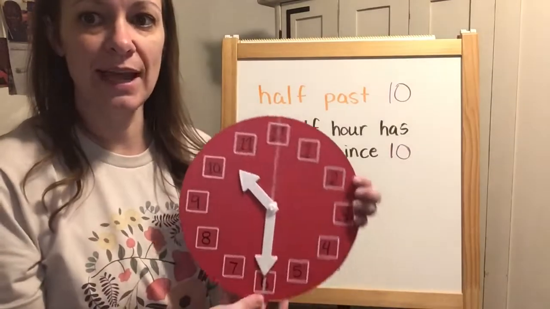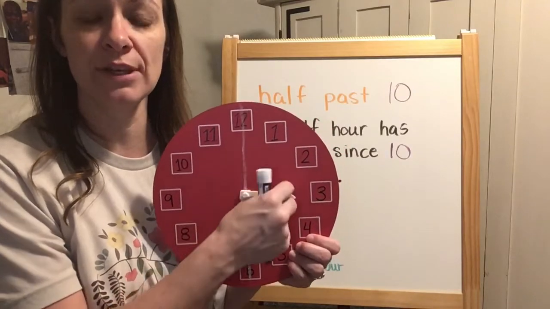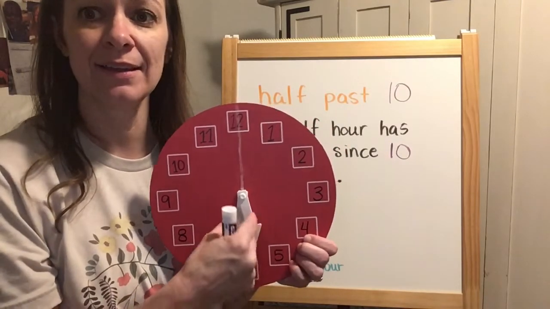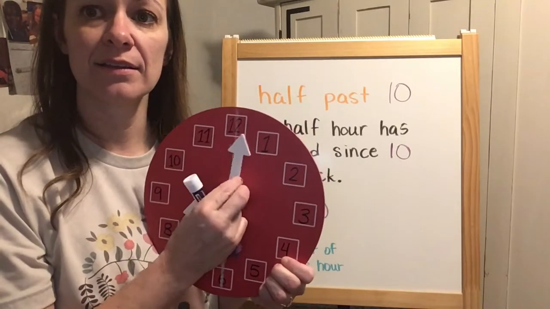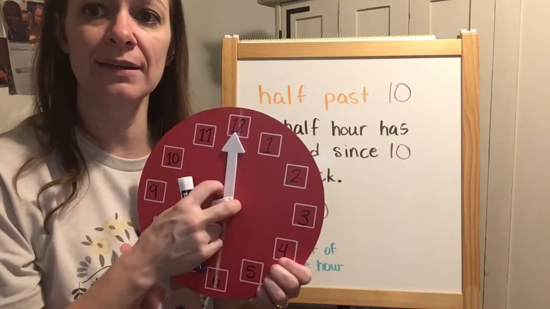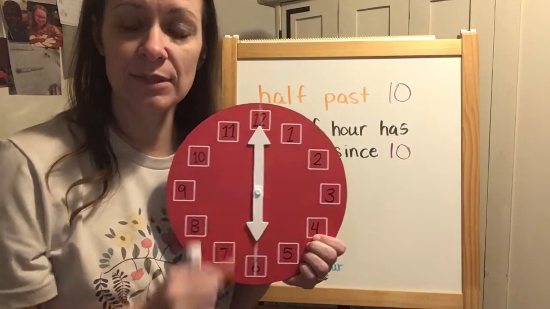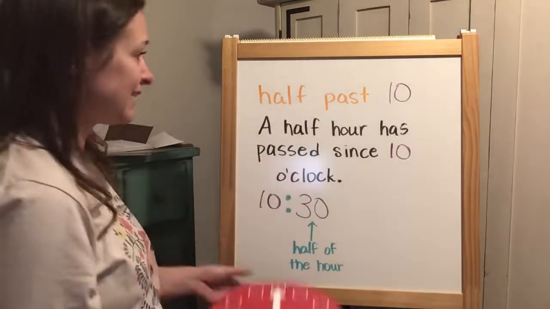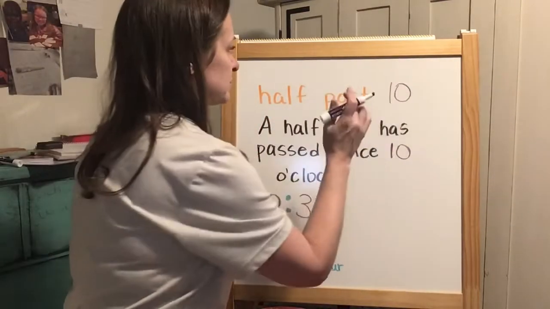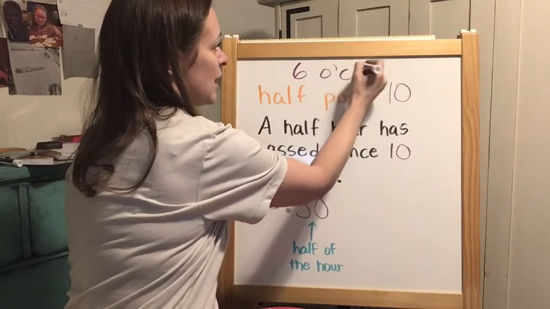Let's do another one. How about we move it down to the 6. So we're going to put that big hand on the 12, which means o'clock. And this little one's going to be on the 6. So what time is it? It is 6 o'clock. Oh, I didn't write that down. Here, let me write it now. 6 o'clock.